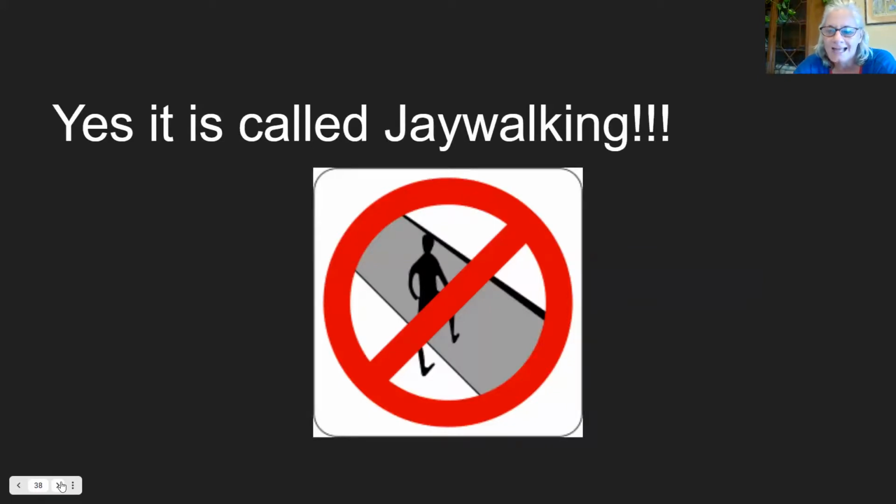Remember, if you're not in the crosswalk, it's called jaywalking. So make sure that you look around your environment and find the closest crosswalk instead of walking in the middle of the street.